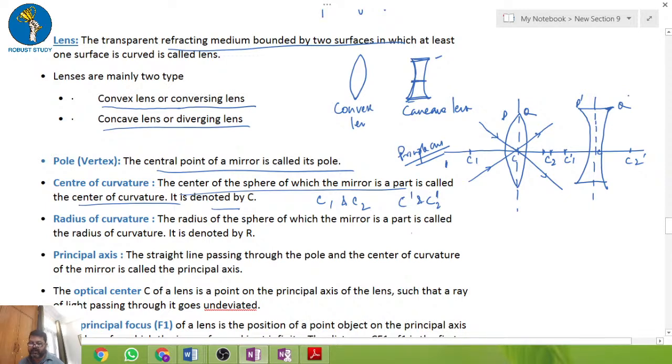Okay, so what is the radius of curvature? Any idea what the radius of curvature is? The principal axis is the imaginary straight line passing through the pole and the center of curvature. Okay, what is the optical center? The optical center is a point on the principal axis of the lens such that a ray of light passing through it goes undeviated. It does not deviate. Okay, I hope this concept is clear.